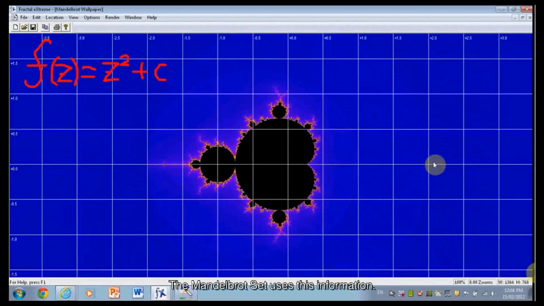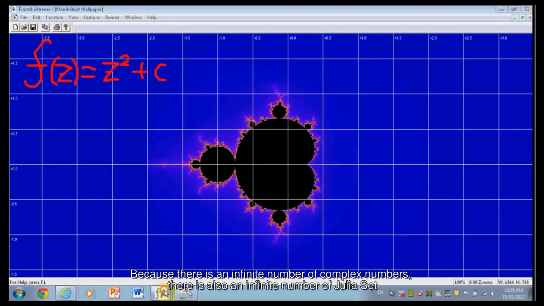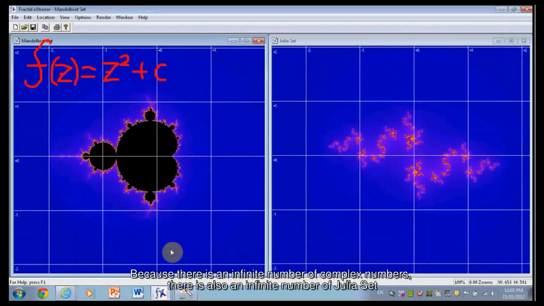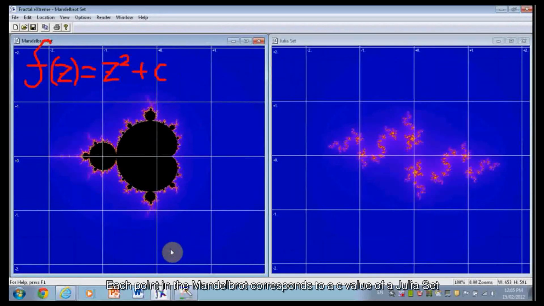The Mandelbrot set uses this information. The Mandelbrot set is also plotted in the complex plane. Remember the iterative equation f(z) = z² + c, where z and c are complex numbers. For each Julia set, the c value remains constant, while the value of z is iterated through the function. A different c value creates a new Julia set. Because there is an infinite number of complex numbers, there is also an infinite number of Julia sets. Each point in the Mandelbrot set corresponds to a c value of a Julia set.